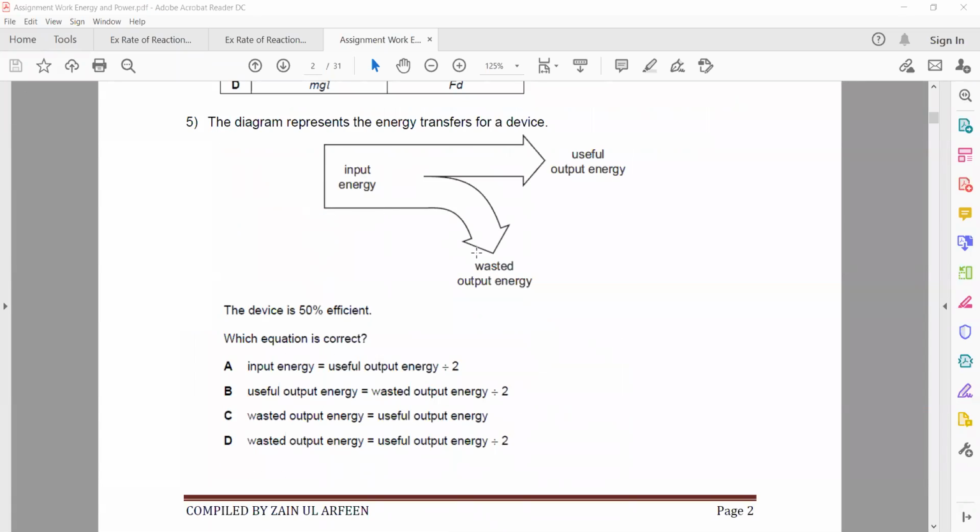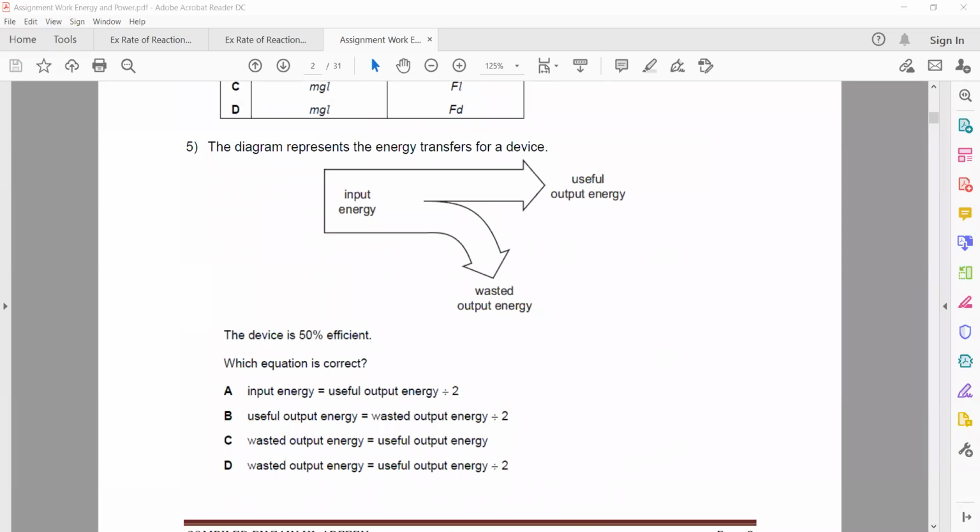So for question 5, the wasted output and the useful output will be the same. So that's why C is the right answer.